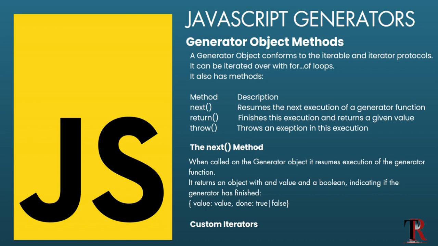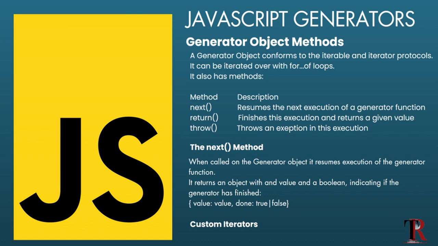So the next method is used to resume the next execution of the generator function. Then it also has a return method which finishes the execution and returns a given value. So more or less, my function has gotten to an end, let it now give me a value. Then it has the throw method, which throws an exception in the execution. Probably it runs into an error, or it could not process your instruction or request, then it can use that to throw an exception in your code.